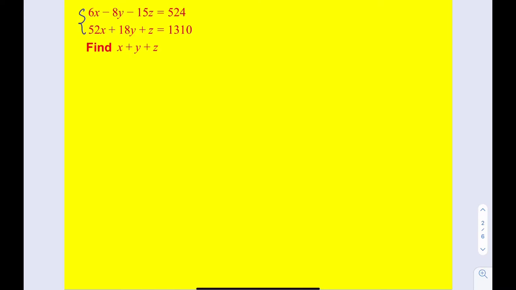For example, one can try adding these 2 equations, right? If you add these 2 equations, do I get x plus y plus z or a multiple of x plus y plus z? Let's go ahead and check it out. If you add these up, you're going to be getting 58x plus 10y minus 14z, right? And then by adding those 2 quantities, we're going to be getting 1,834. This is obviously not a multiple of x plus y plus z, so just adding those 2 equations is not going to help us.